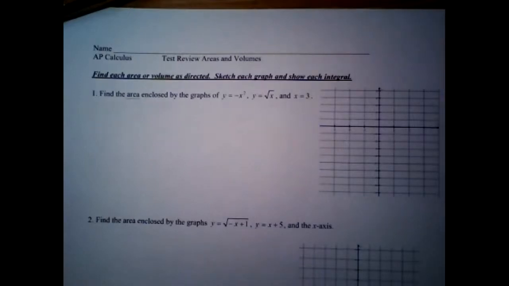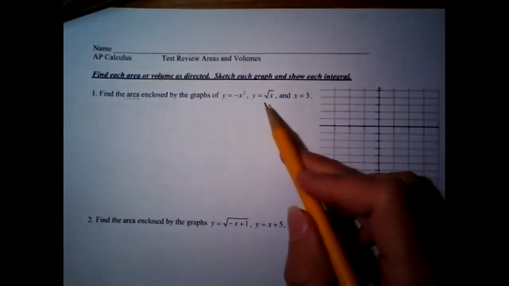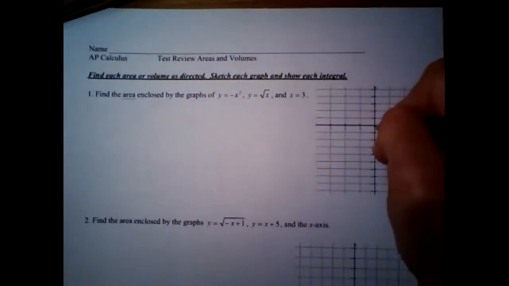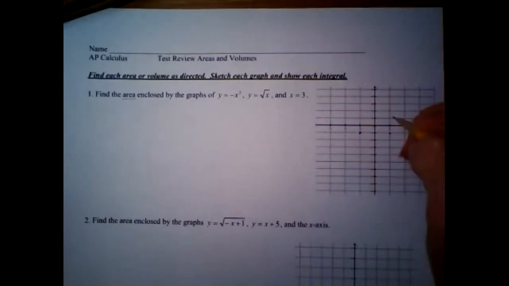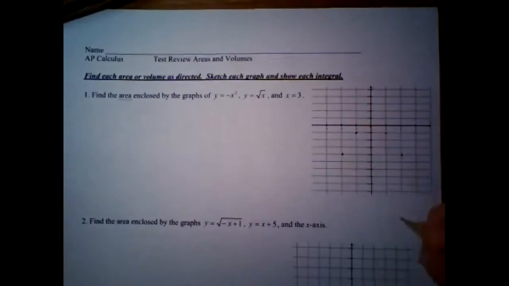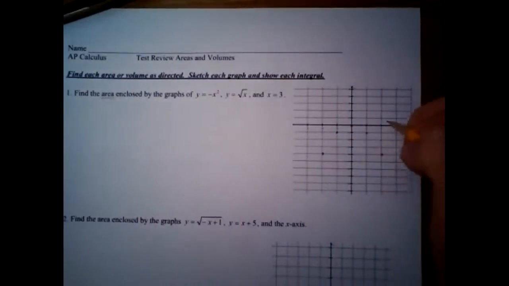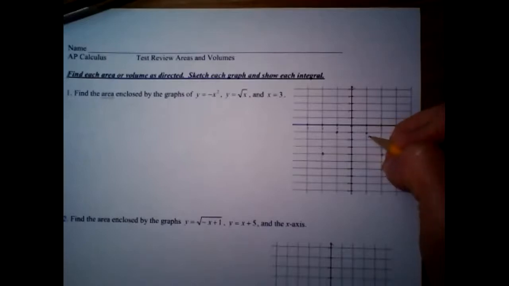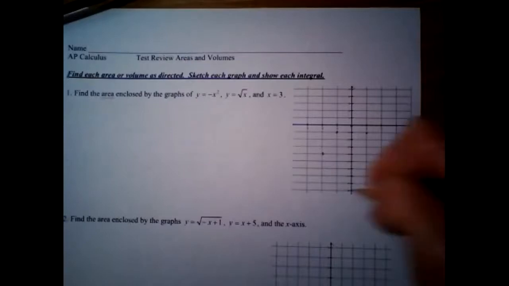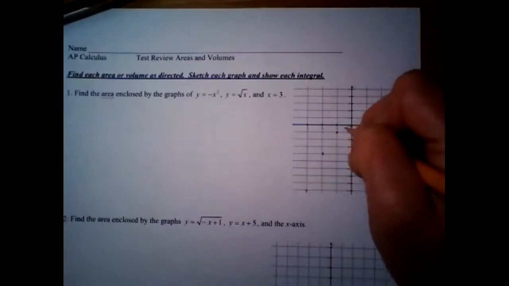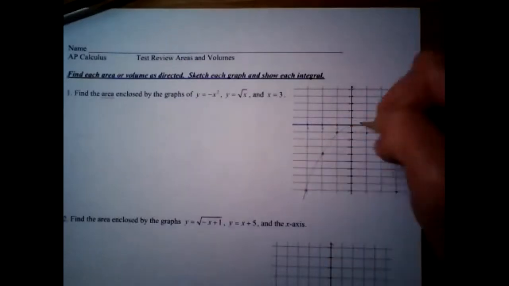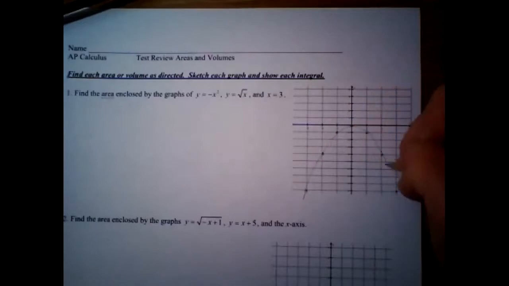All right, to find the area enclosed by these graphs, y equals negative x squared. So that is a regular old parabola that is just upside down. All the points you normally get, you're just reflecting them. So instead of 1, 1, it's 1, -1, and 2, -4, and 3, -9. Right, so an upside down parabola.